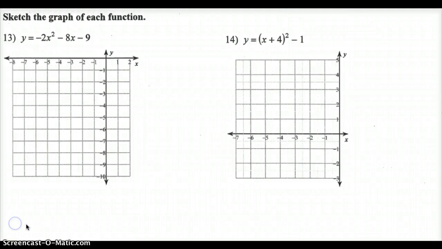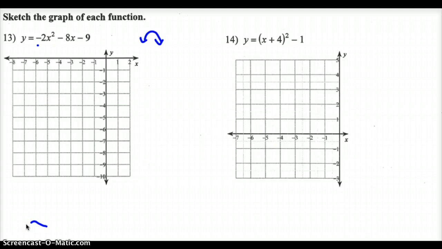Graphing a quadratic kind of depends on what form it's in. This one here, number 13, is in standard form. So first of all, this will open down because of the negative. So we know it's going to open down.